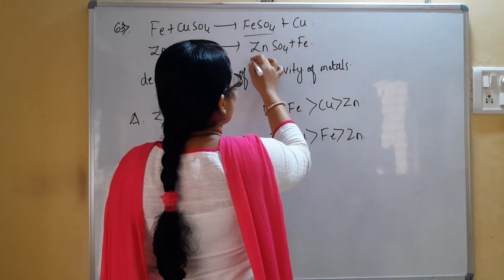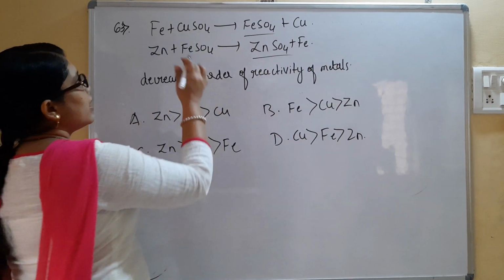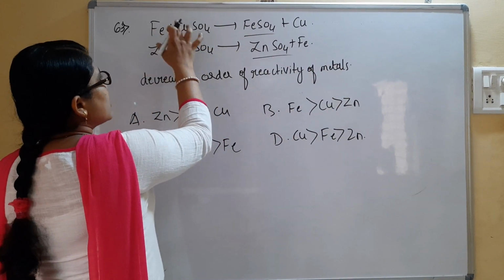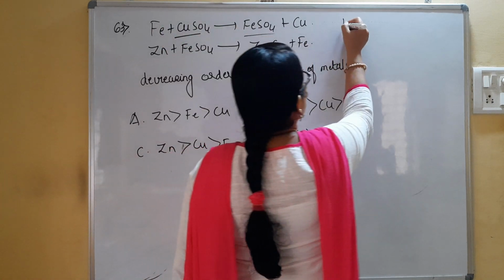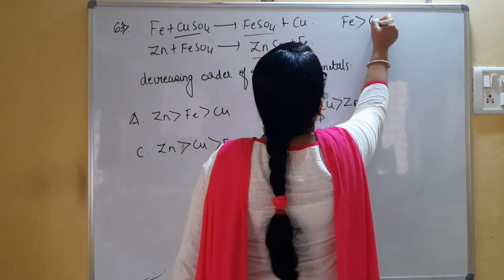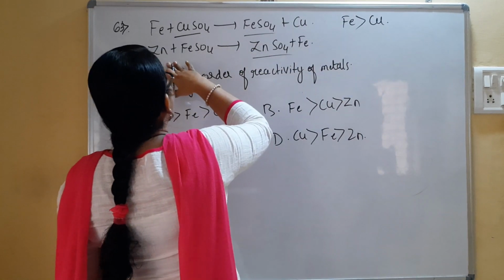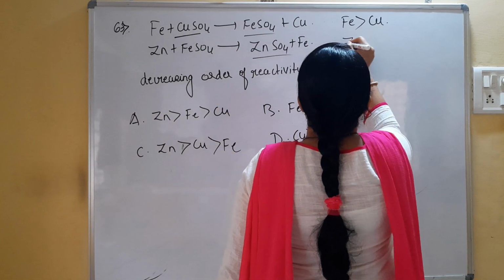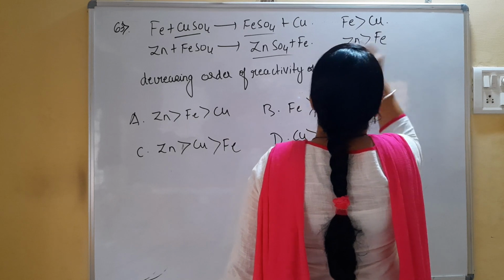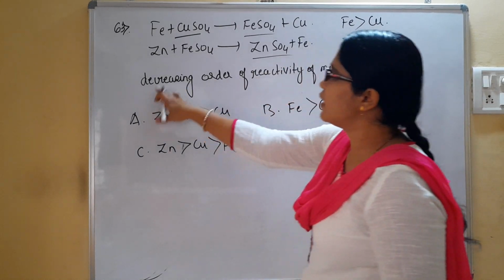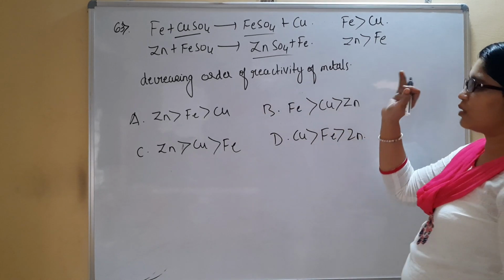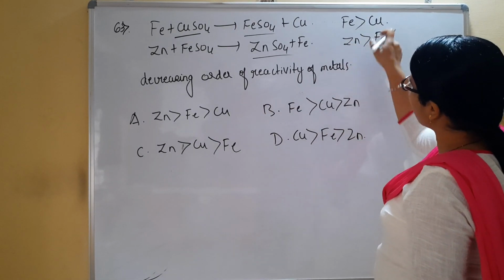Here FeSO4 is formed, here ZnSO4 is formed. In the sense, here Fe is displacing copper, so that Fe is stronger than copper. In this case, Zn is replacing Fe. So finally, I can say which one will be the strongest. What they are asking here is the decreasing order of reactivity of metals. Which one is most reactive out of these four?